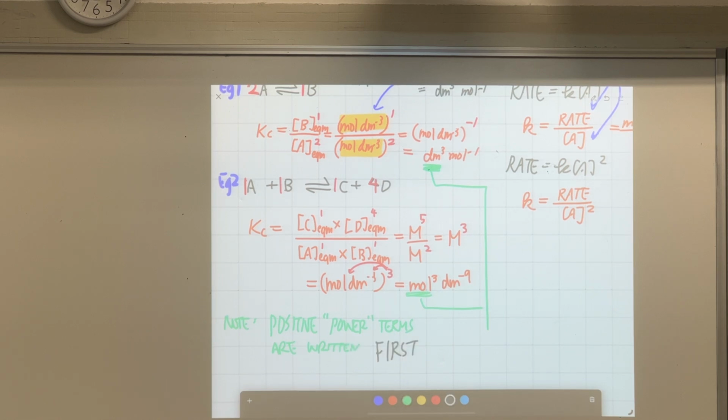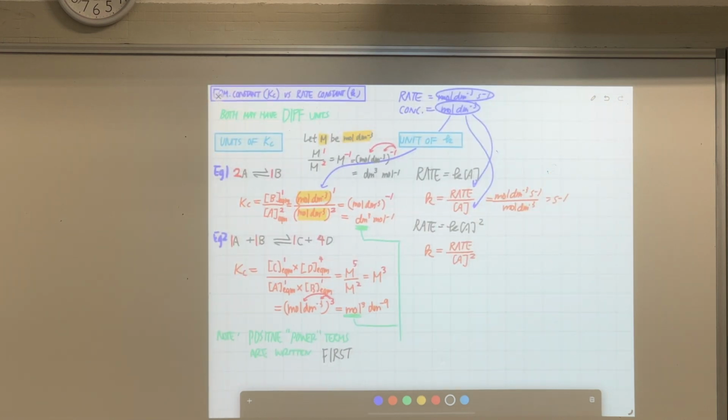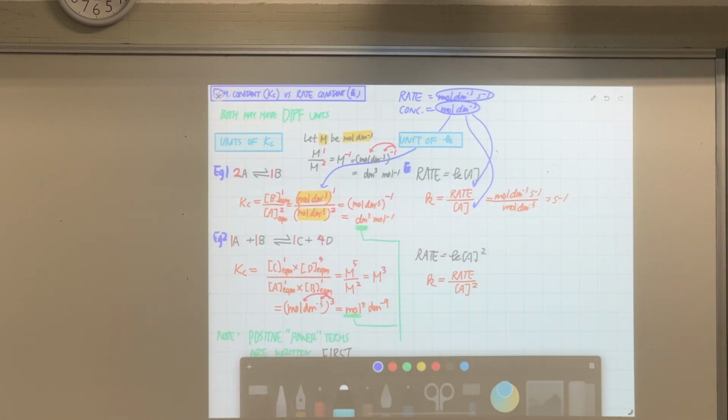It's just a convention, okay? So now on the right, we do the same thing, okay? So we have two examples here. So we have example 1, we have example 2.